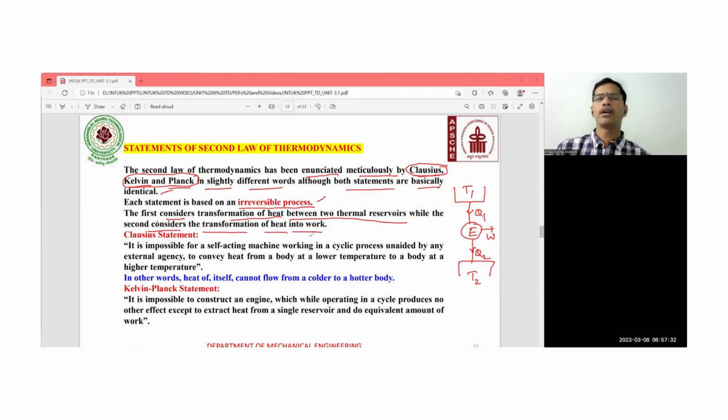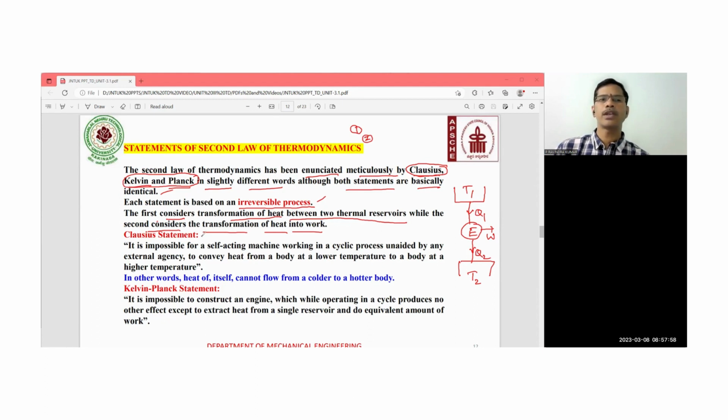The second statement focuses on the transformation of heat into work, and the first one focuses on the transformation of heat between two reservoirs. So the first one is the transformation of heat between two reservoirs, and the second one is the transformation of heat into work. That is what these two statements are going to discuss.